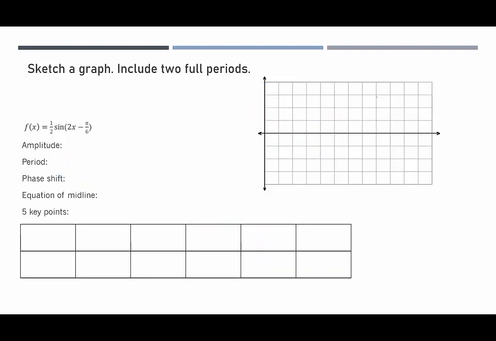Okay, 2 more examples. This is sine. Sine starts in the middle. And let's figure out A is 1/2. And B is 2. C is pi over 6. And D is 0. The amplitude here is the absolute value of 1/2, which is 1/2. The period is 2 pi divided by the B, which is 2. So our period here is pi.